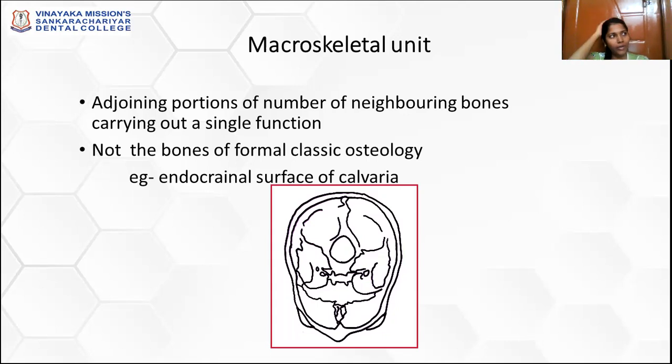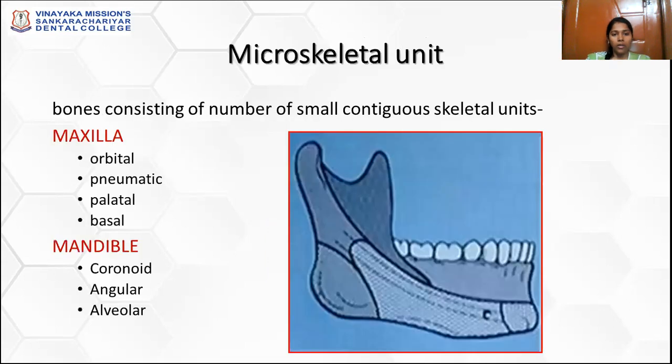Like calvaria, when we say calvaria, what all do we have? We have the frontal bone, we have parietal, we have part of the temporal and occipital. This entire part is your skull box, right? This is casing your brain. It is protecting your brain. This is the main function, right? So all these bones together have a single function: protecting your brain. They're forming your brain case. So the endocranial surface of calvaria.